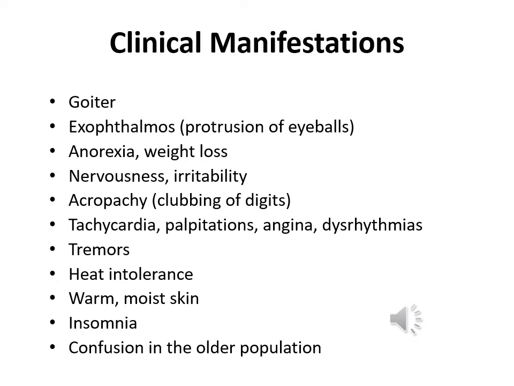Symptoms of hyperthyroidism are related to the effect of excess circulating thyroid hormone, which directly affects metabolism and the sympathetic nervous system. Clients with hyperthyroidism may present with a variety of clinical manifestations. The most common ones can be found on this slide.